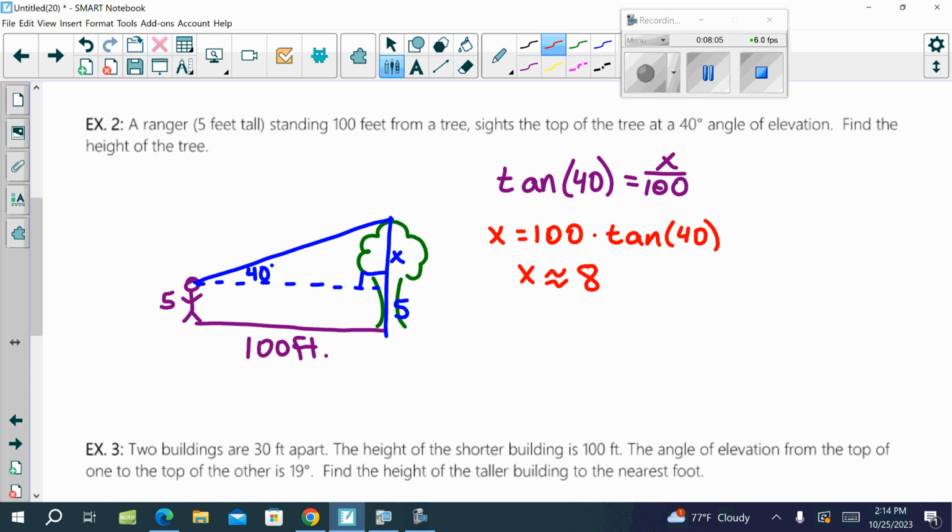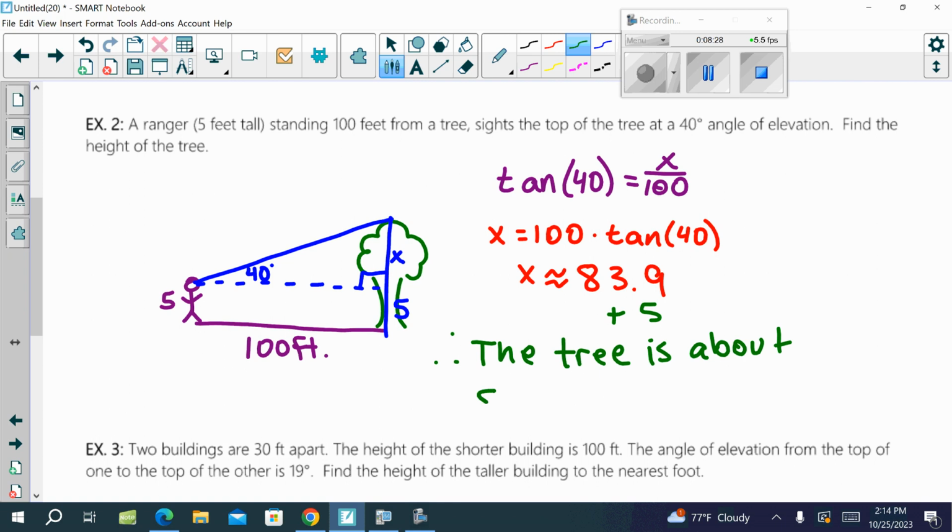Okay, so 83.9. So then what's the height of the tree? Is it 83.9 feet? Good. So we got to add 5. So therefore, the tree is about 88.9 feet tall. Any questions there?